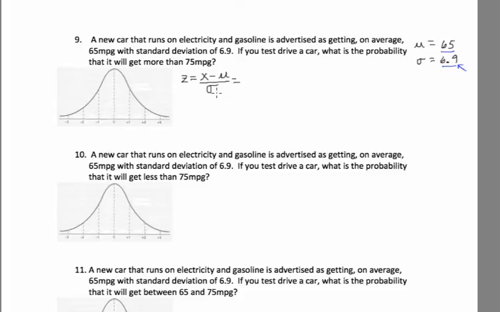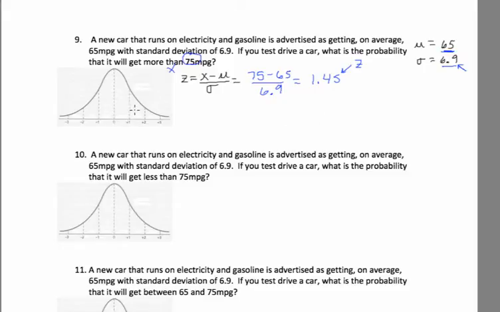So we want to know, what's the probability that you'll get more than 75 miles per gallon? Probably pretty low, right? Your average is 65. If you're going to average more than 75 miles per gallon, that's pretty unlikely. So first thing, 75, that's our data value, that's our x. We want to use our z-score formula to turn that into a z-score. That's our z-score.